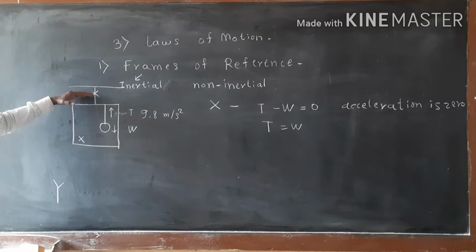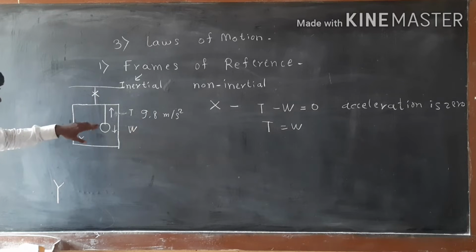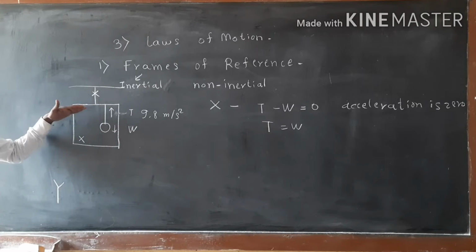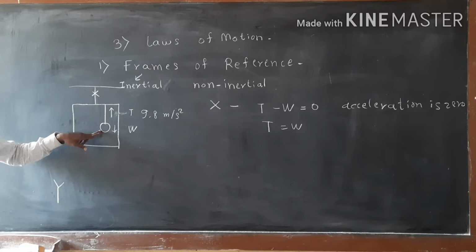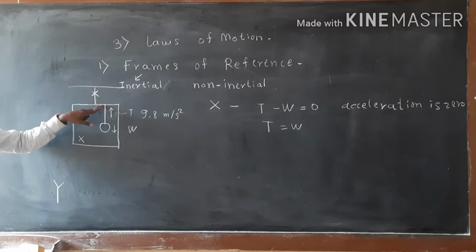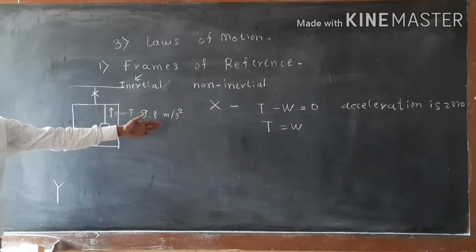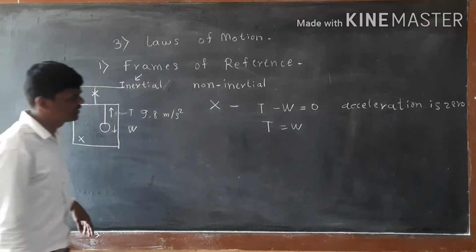He is observing that the lift is falling, and hence the lift is accelerating. Why? Due to the acceleration due to gravity. And he will observe that the pendulum is hanged to the left, and hence the pendulum is also accelerating with 9.8 meter per second square. So what are his readings?